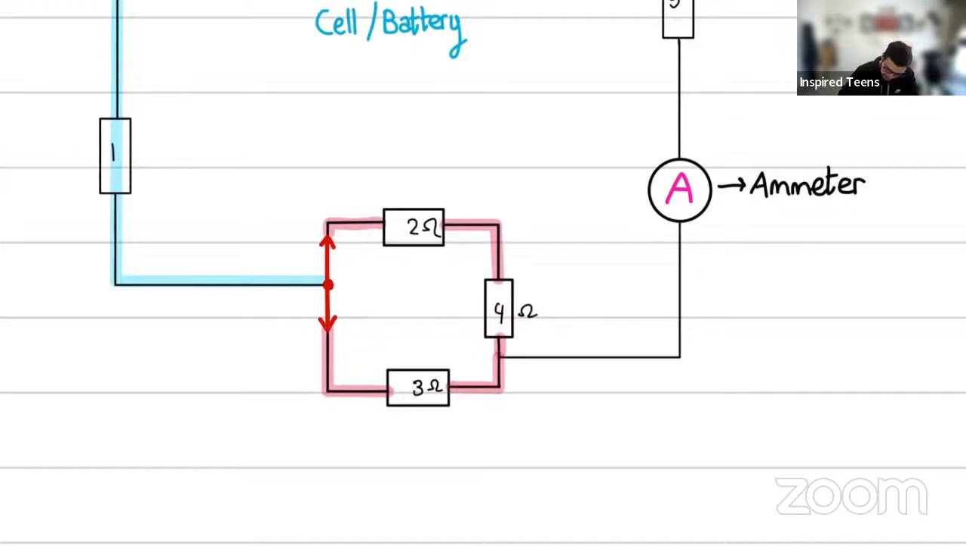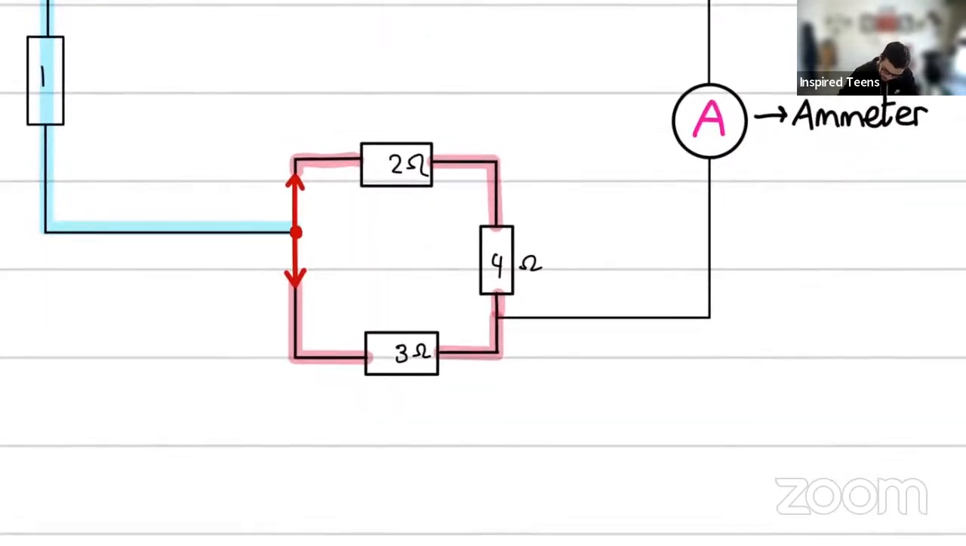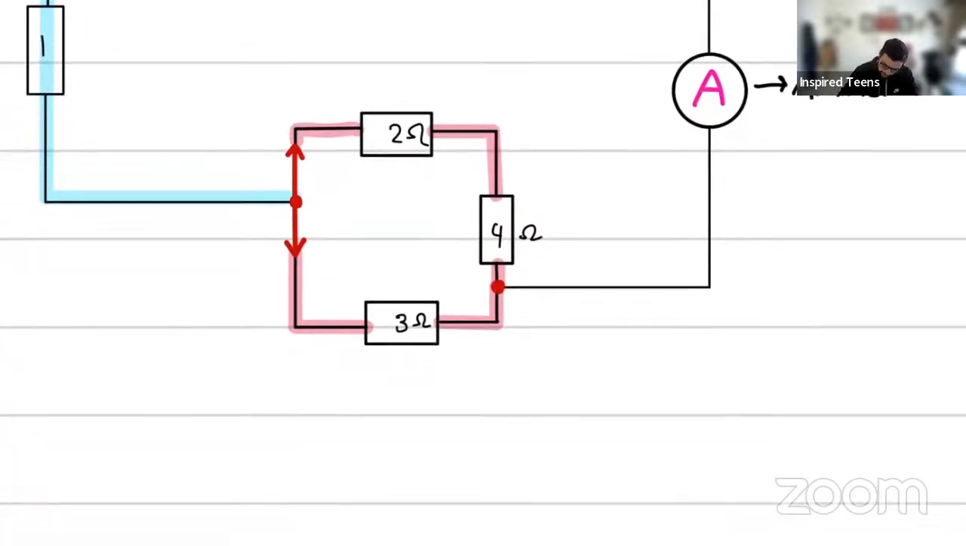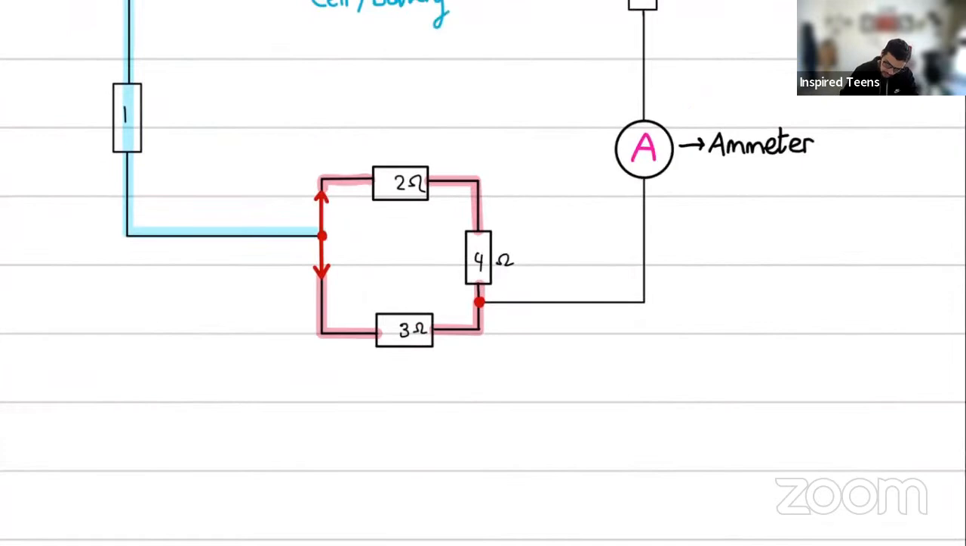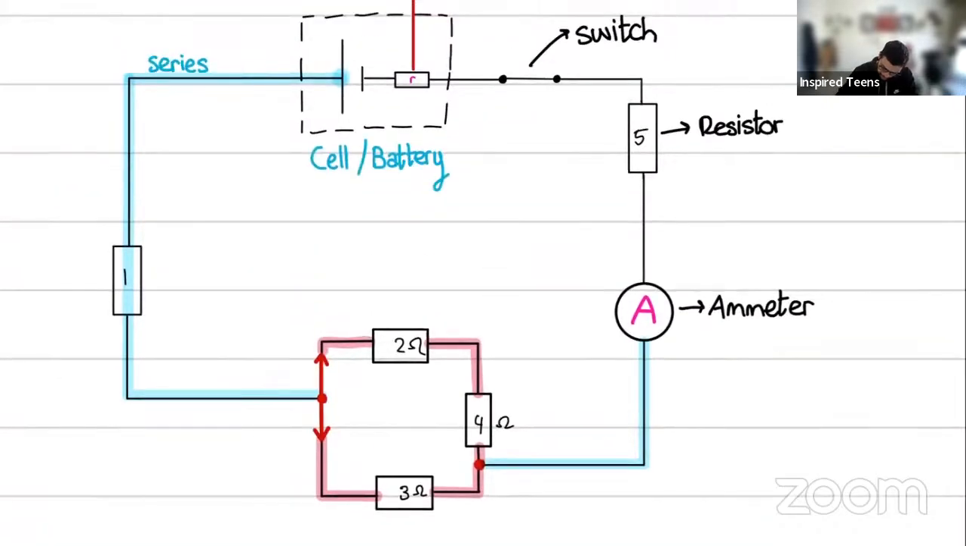And yes, they do meet up. They meet up again at that point. So the two different branches end and they become one branch again. And what are we back on? We're back on series. This is now again, once more, series until it goes back to the negative terminal.